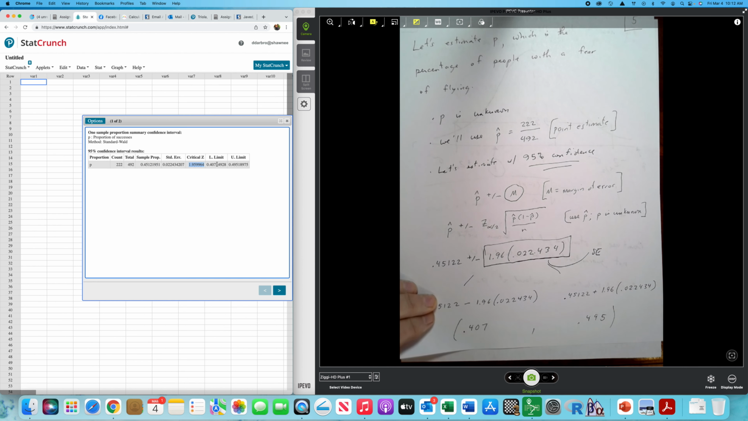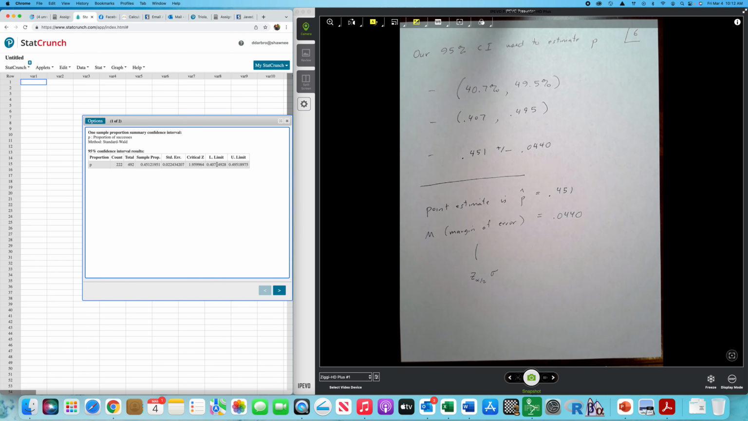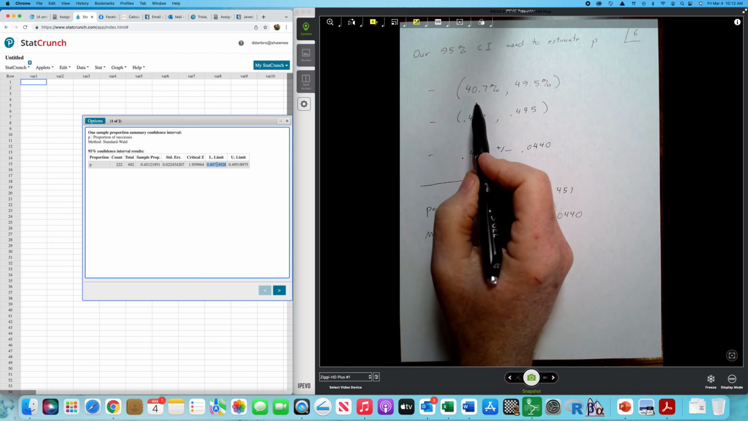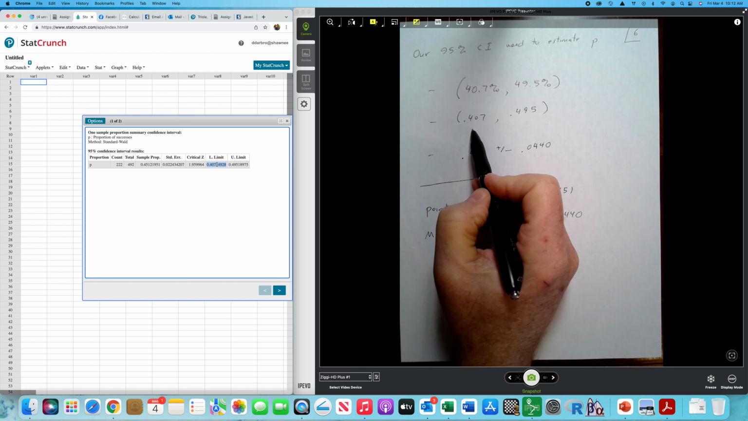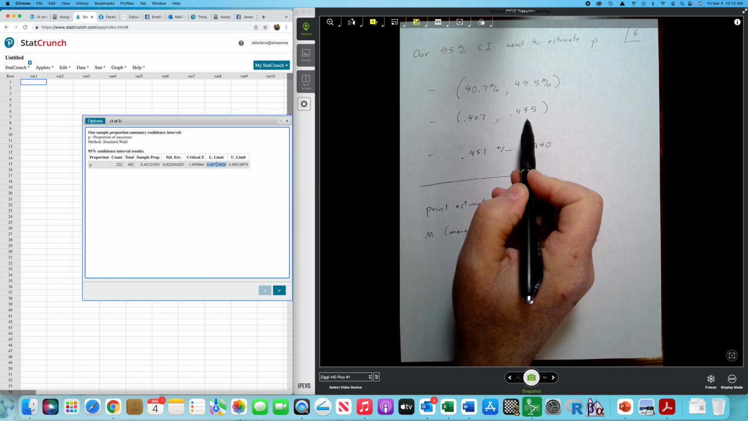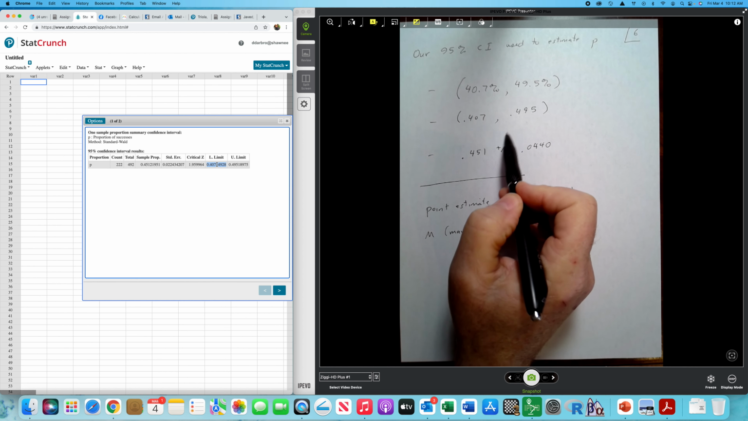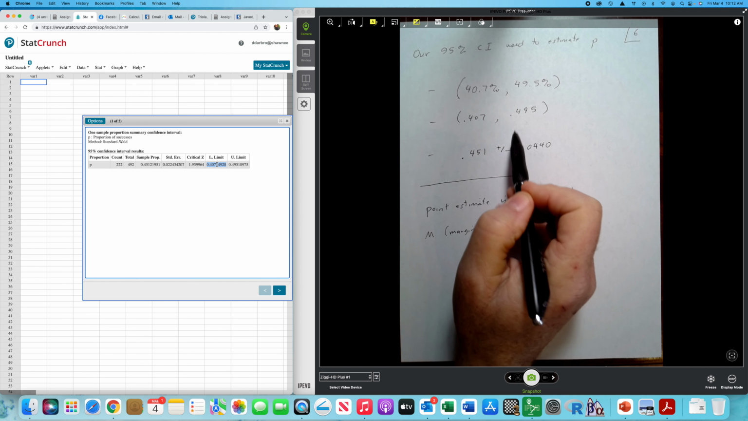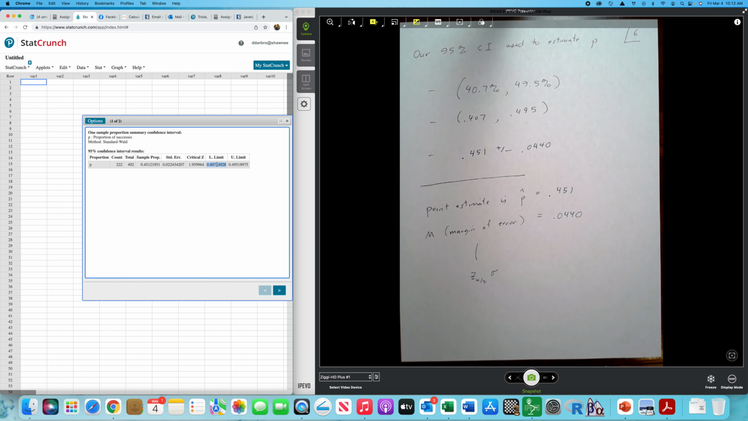Right there. You can see that the left limit of our interval is 0.407. And you can see that the right, well, it calls it the upper limit, is 0.495. So you have to work a little bit to get this, but that should evolve very easily from there.